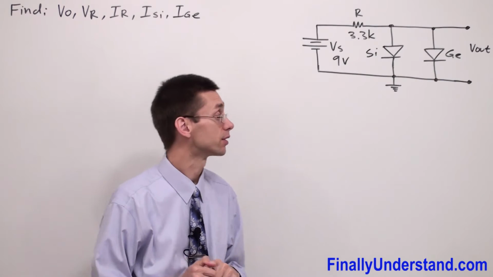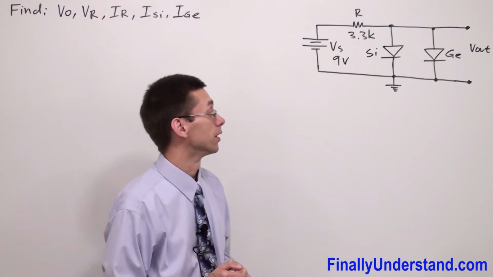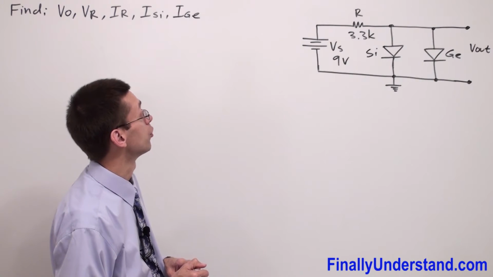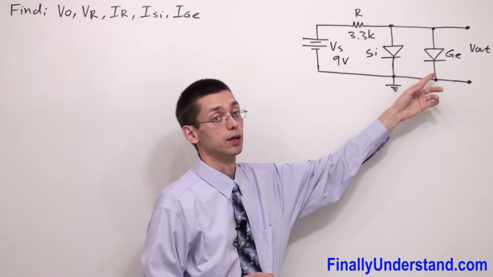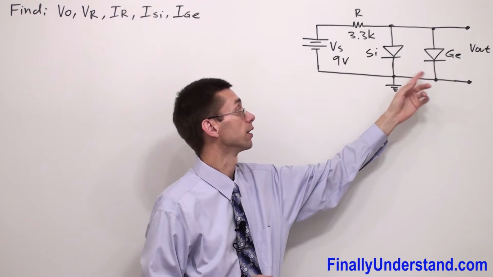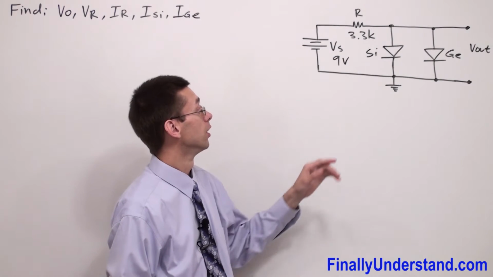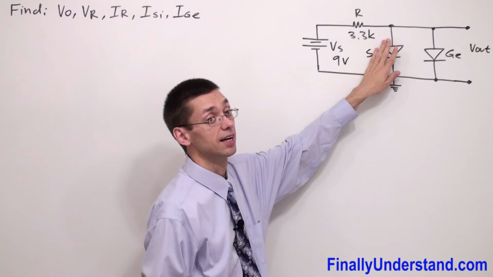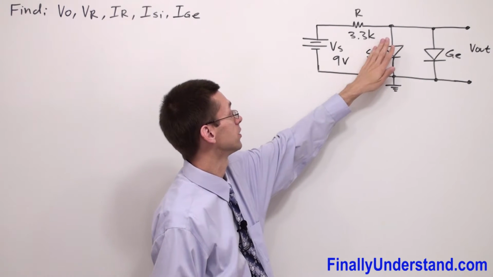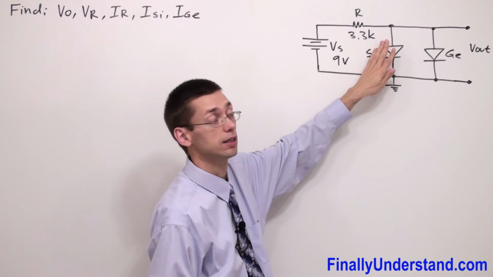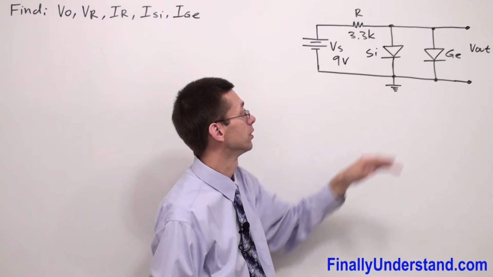reach the ground. It's much easier for current to jump over the transition voltage of the germanium diode, because it's just 0.3 volts, than the transition voltage of the silicon, which is 0.7. So current is not going to see this diode at all. We can just say that this diode theoretically does not exist, so the whole current will go through the germanium diode.